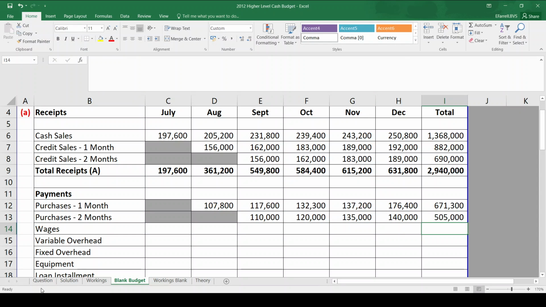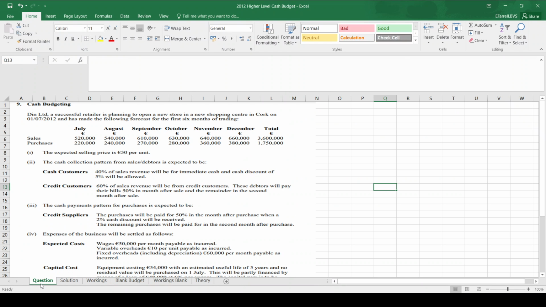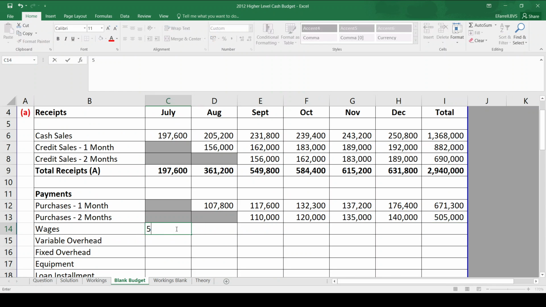The next thing we have to do are wages. In the question it says wages are just 50,000 per month payable as incurred. So they're simply 50,000 each month. And I will total those across.